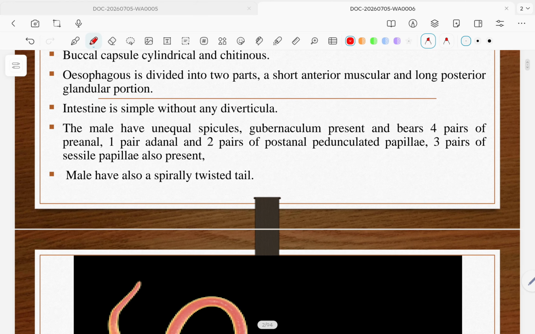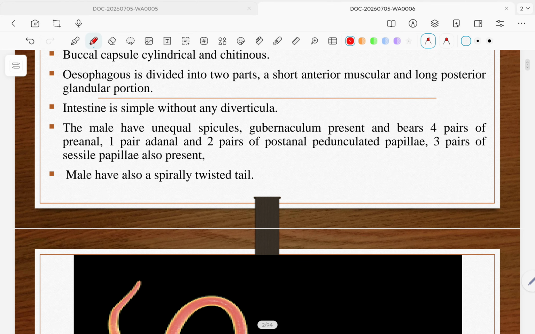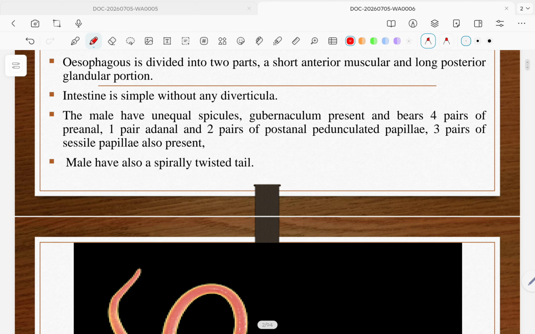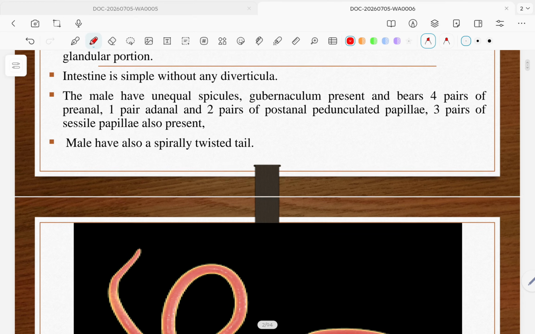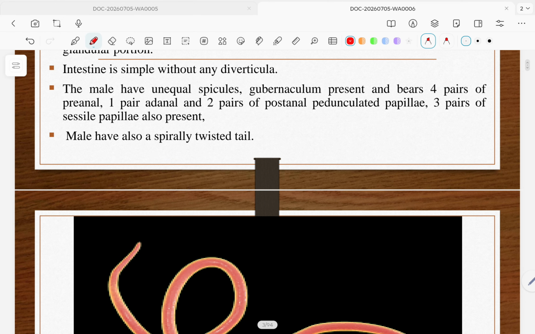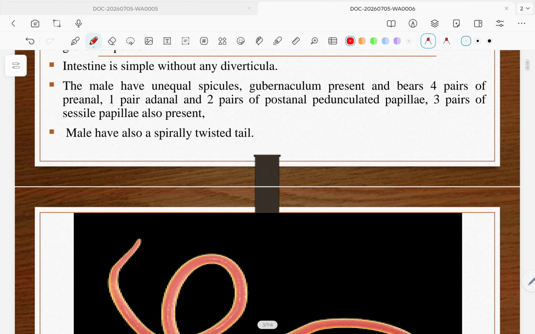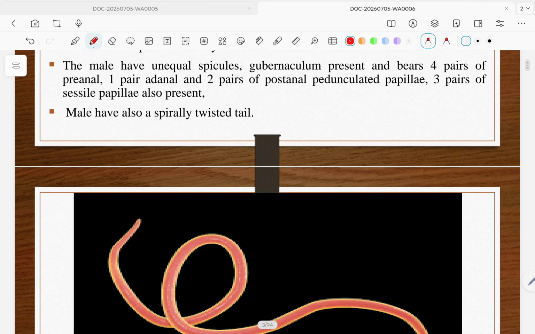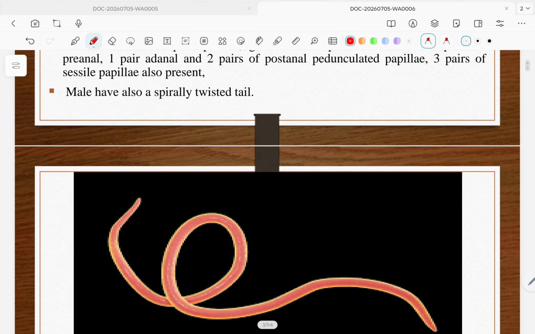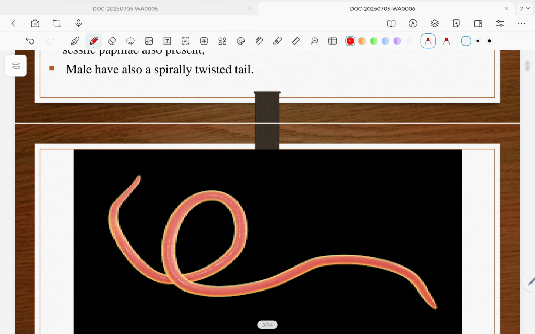The male has unequal spicules, a gubernaculum present, and bears 4 pairs of preanal papillae, first pair adanal and second pair postanal pedunculated papillae. 3 pairs of sessile papillae are also present. Male also has a spirally twisted tail.